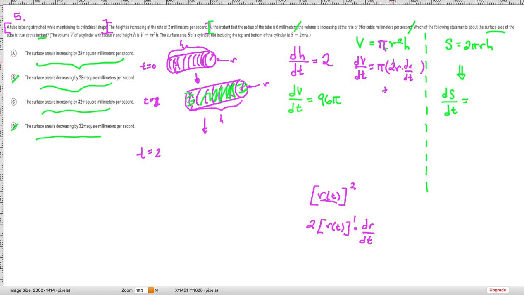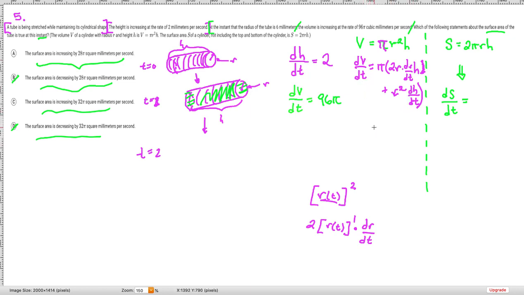Plus the derivative of h, just h, with respect to time, is dh/dt times r. Oh wait, I forgot to multiply by h here. Sorry, times h. That's by product rule, right? So I have here that I've got to multiply the first one times the derivative of the other one. The derivative of h is dh/dt. Okay, forget about that parenthesis. It's just 2r dr/dt times h plus r squared dh/dt, and that's dV/dt.